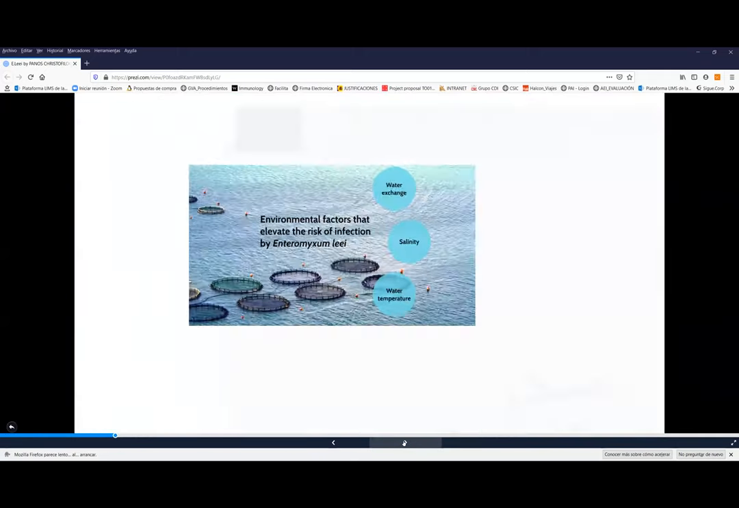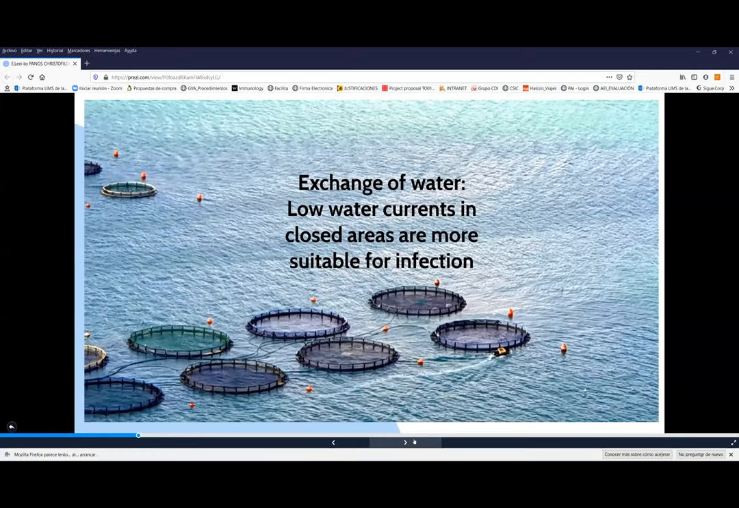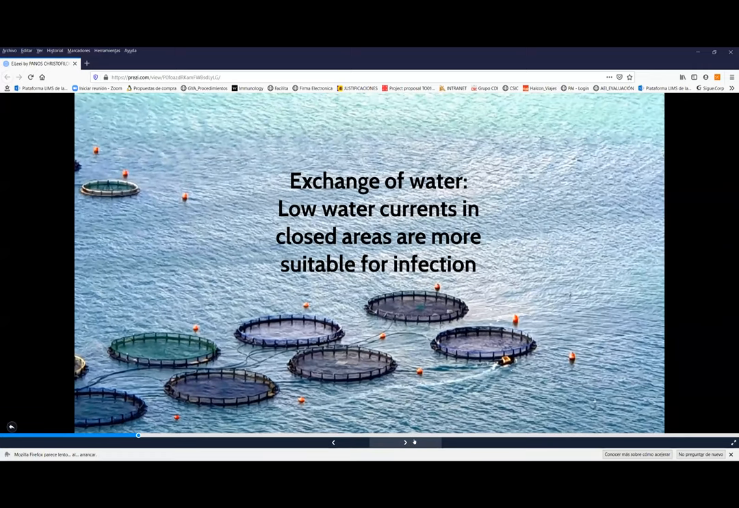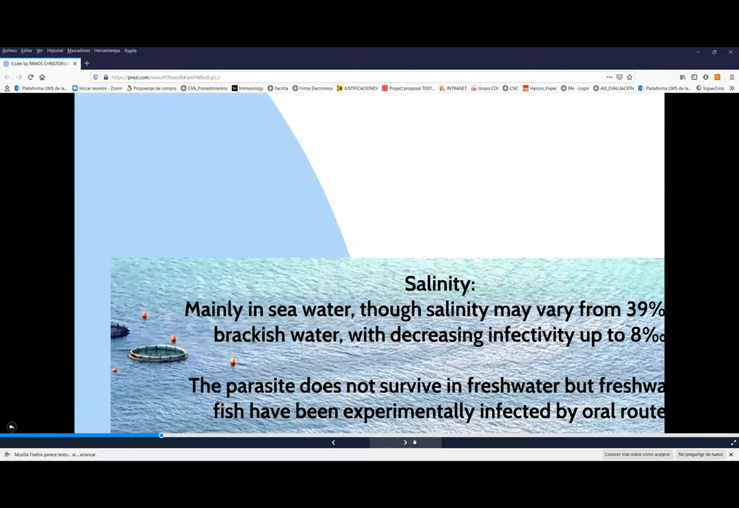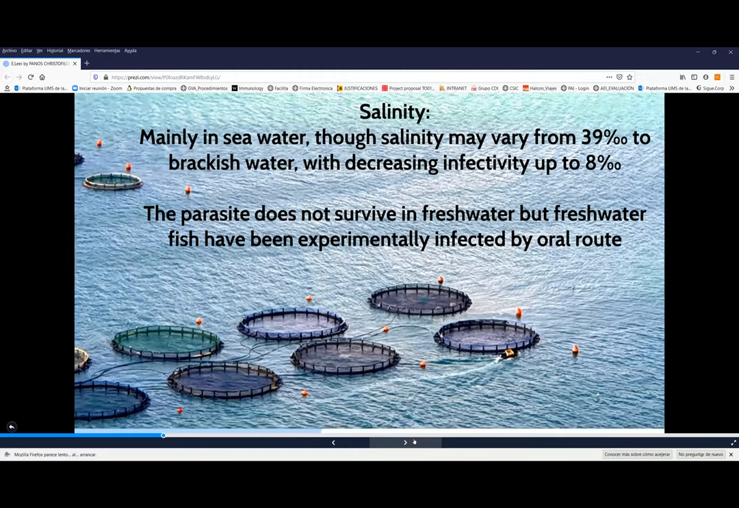So there are certain environmental factors that can increase the risk of this disease. For instance, the water exchange. Places with low currents or enclosed areas can increase the concentration of the parasite. Also, salinity. The parasite likes salt water, and the lower the salinity, the lower the viability of the parasite. This parasite cannot survive in fresh water. However, freshwater fish have been experimentally infected, so they could potentially harbor the parasite.